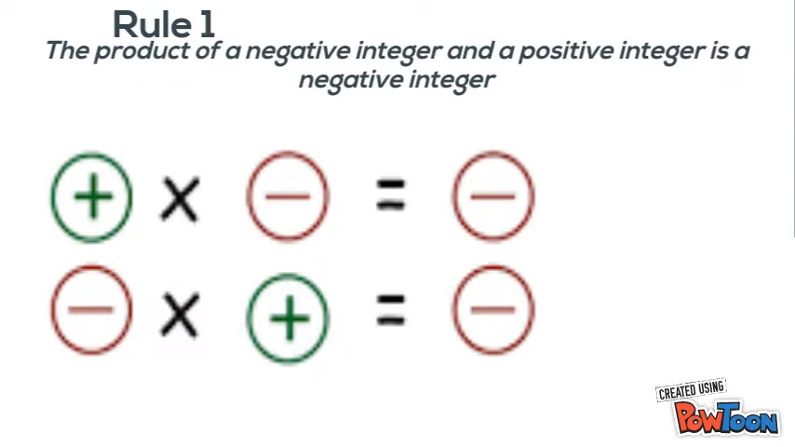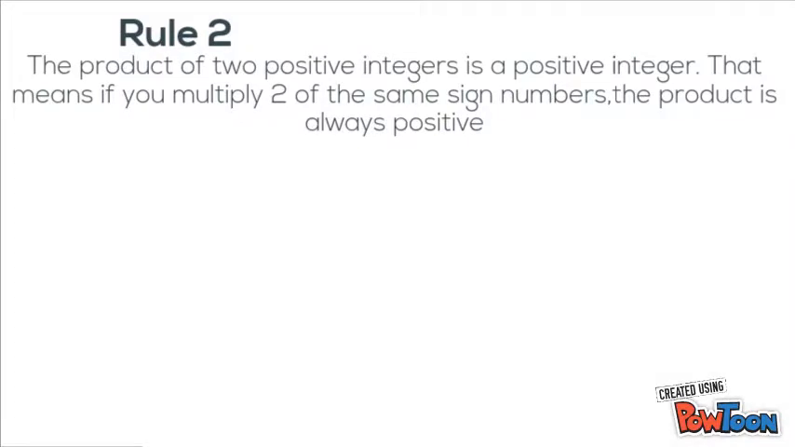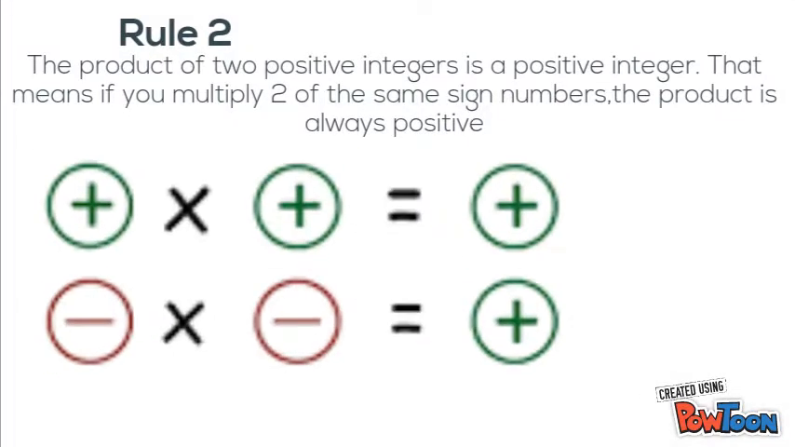Multiplication rule. Rule number 1. The product of a negative integer and a positive integer is a negative integer. Rule number 2. The product of two positive integers or two negative integers is a positive integer. That means, if you multiply two of the same sign numbers, the product is always positive.